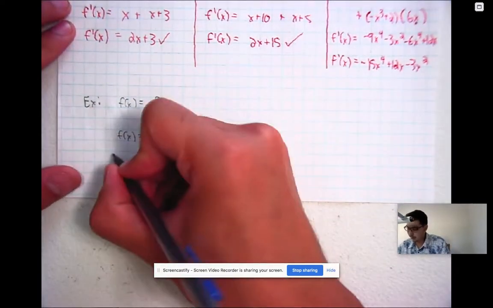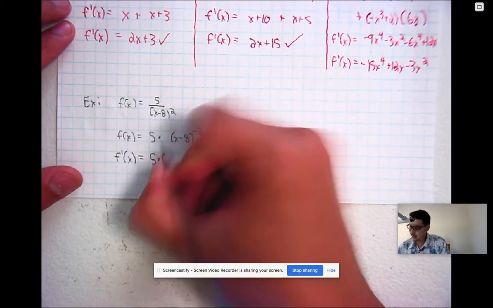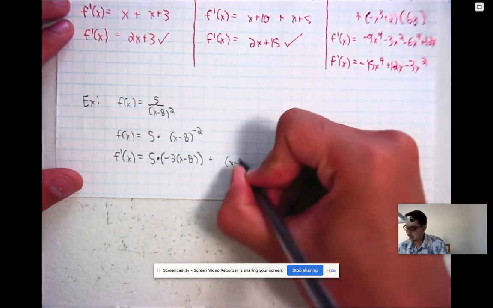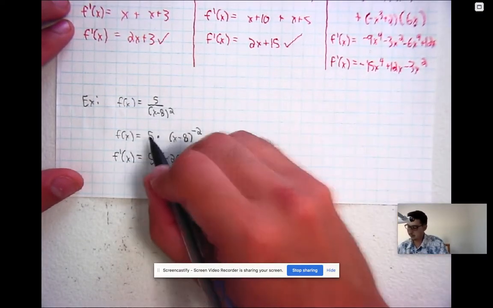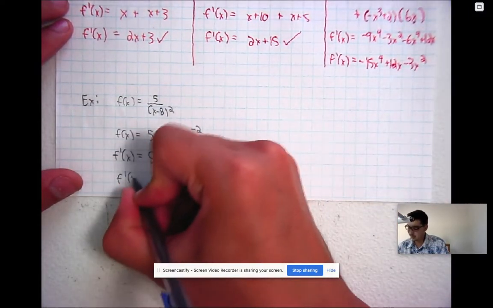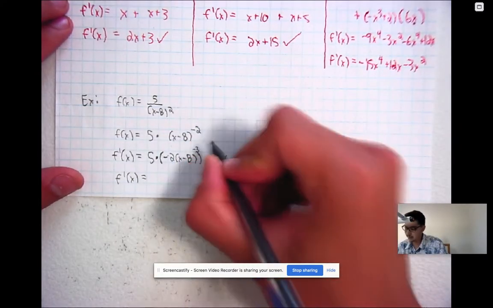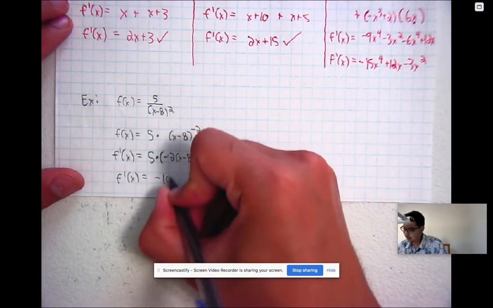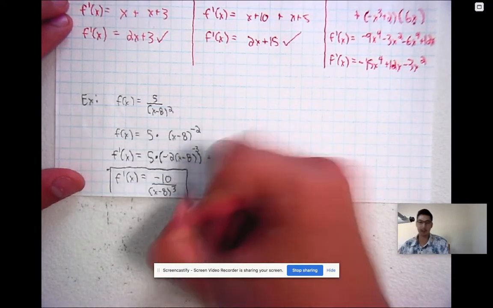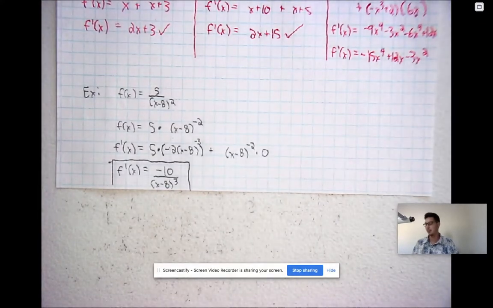Now, applying the product rule, we'd have that the derivative is equal to the first times the derivative of the second, which is going to be negative 2 times x minus 8, plus the second times the derivative of the first, and the derivative of 5 is 0. So cleaning this up, what we're going to have is the derivative of this function is negative, that should be to the negative 3, I apologize, negative 10 over x minus 8 to the third. And there's the derivative using the product rule, where we wrote it as two functions multiplying to each other.